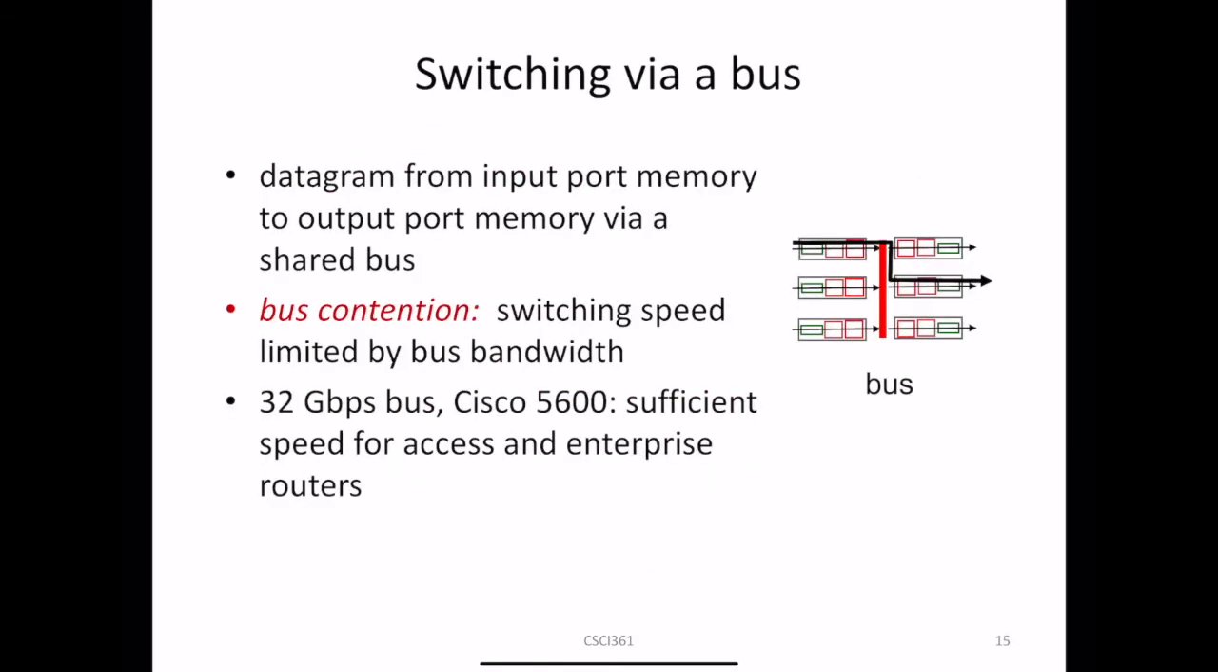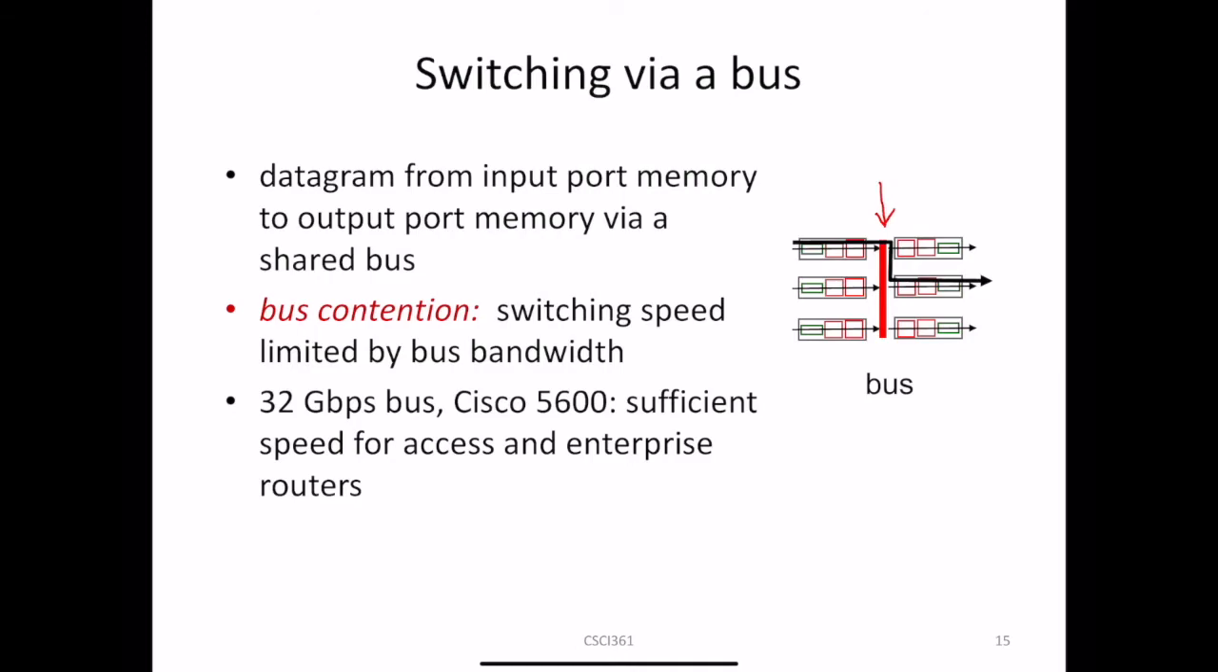The second one is switching through a bus. For this one, the datagram goes from input port memory to output port memory through a shared bus. Here there is bus contention. The switching speed is limited by the bus bandwidth. And also for this one, it's the same as the memory one, because all the packets must share the same bus.